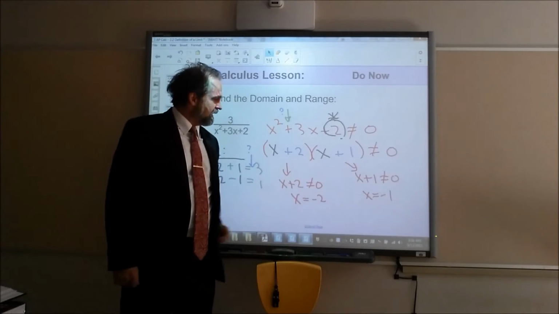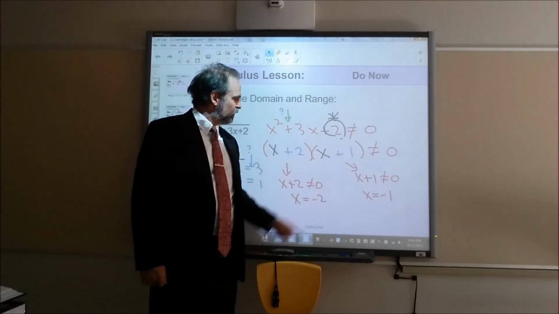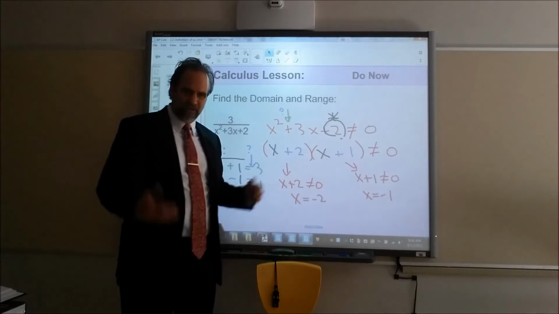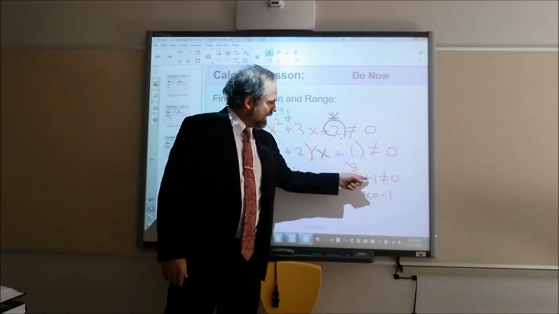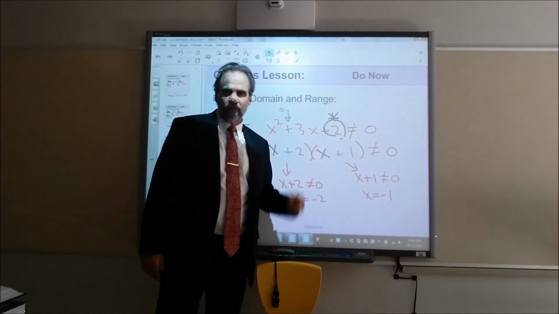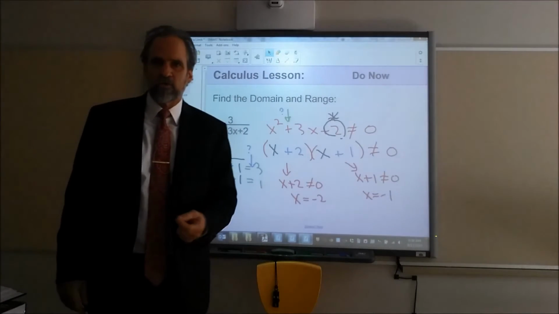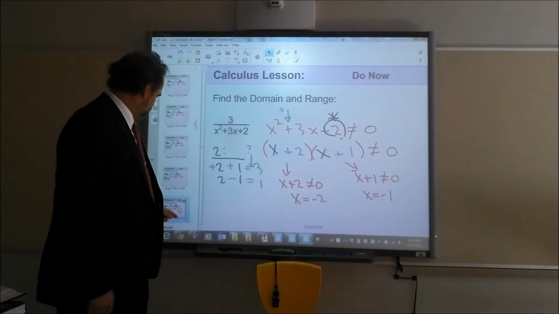X plus 2 is not equal to 0, so x is not equal to negative 2 because negative 2 and 2 make 0. The logic of it is negative 1 and 1 make 0, so x cannot be negative 1. The logic of it is pretty straightforward when you use English words.